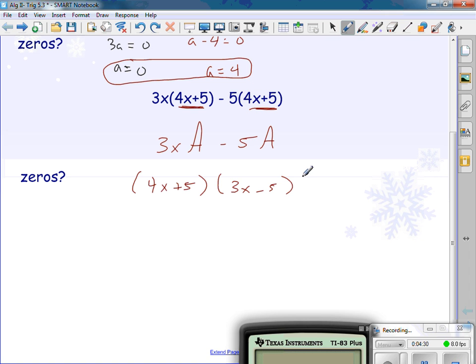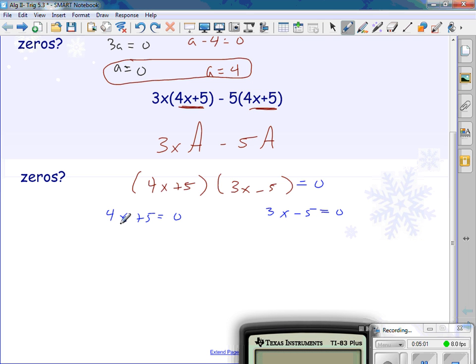Now, if I want to find the zeros, if this is 0, this times this is going to be 0. If this is 0, this times this will get me 0. I take each one individually, and I set them equal to 0. You only do this if I'm asking for the zeros. If it just says factor, you leave it up top.